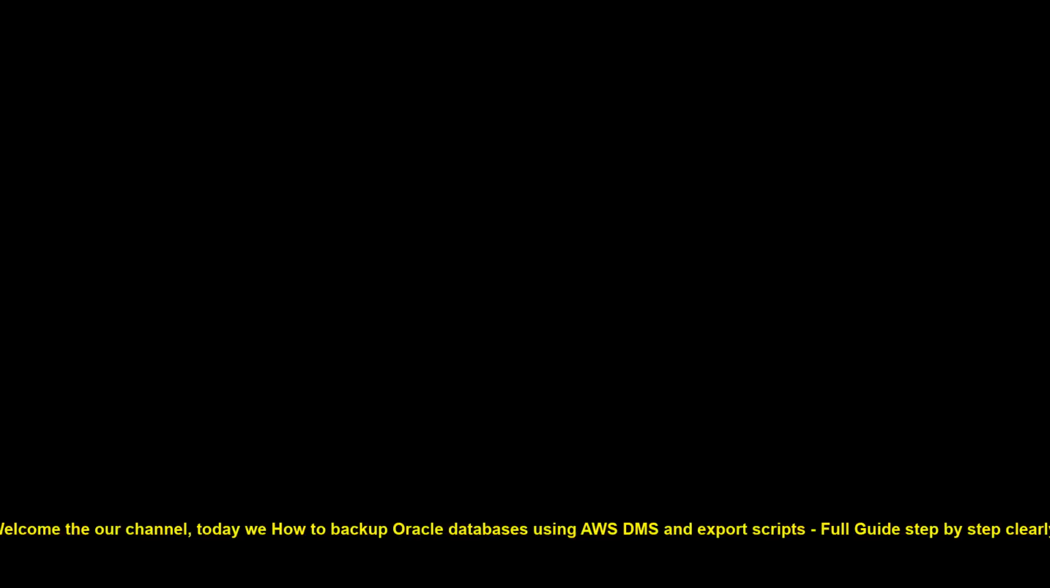To backup Oracle databases using AWS DMS and export scripts, begin by ensuring your Oracle database is running properly. Next, log into the AWS Management Console. Search for AWS Database Migration Service in the console and select it.